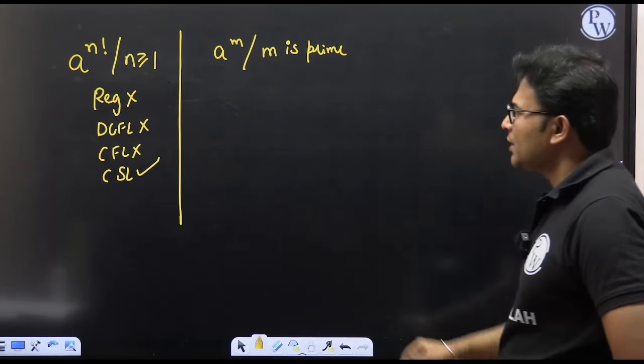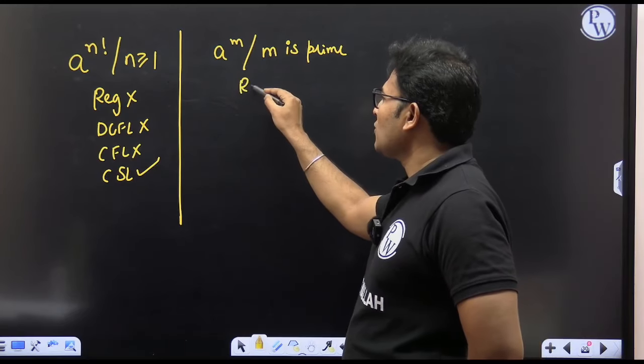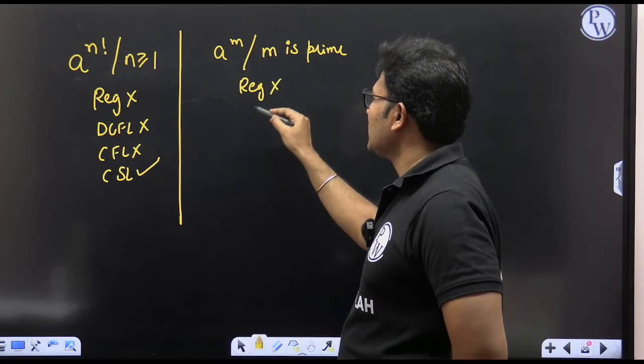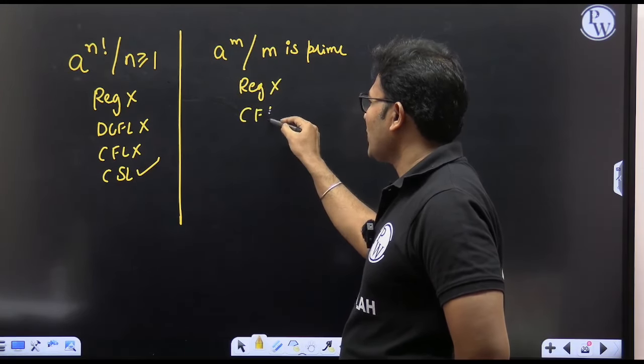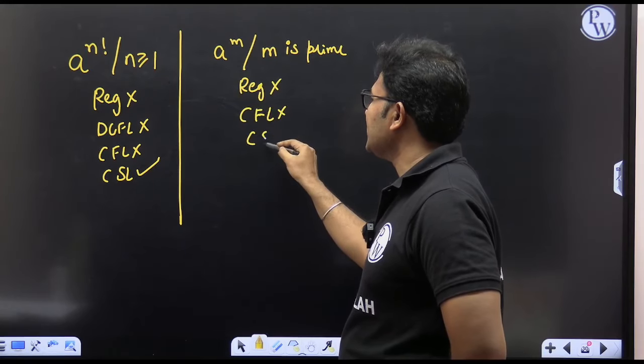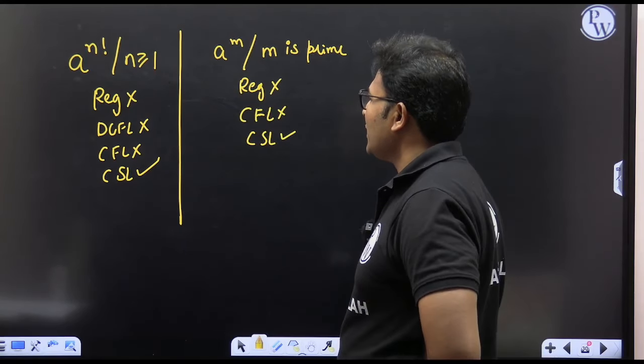So definitely regular languages cannot find out whether a number is prime, and CFLs cannot find out. Therefore, this is CSL. I'll tell you later why it is CSL.